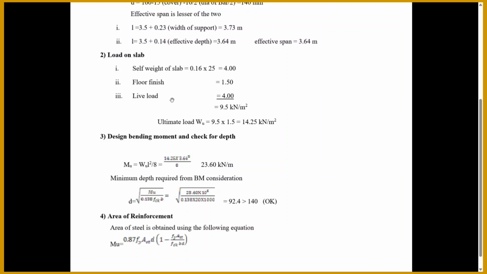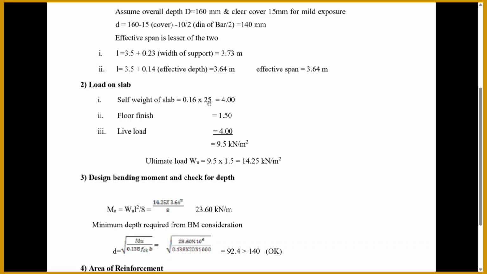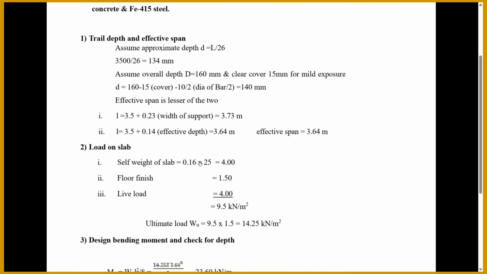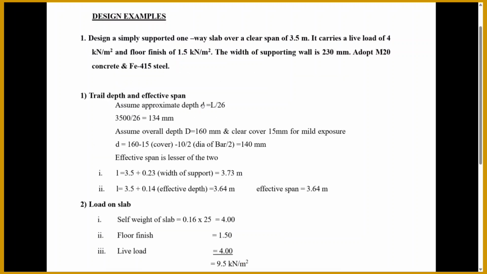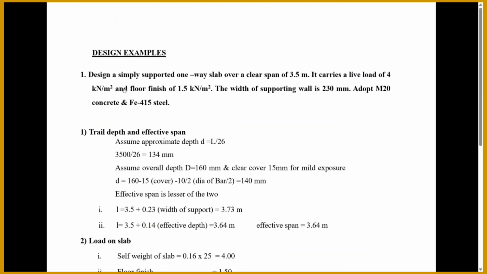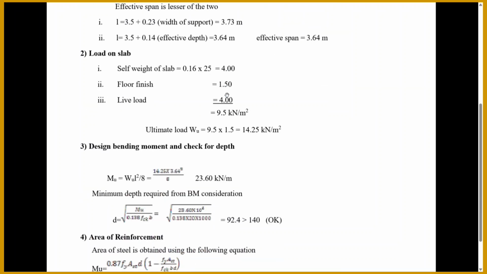After that, we will calculate the load on the slab. First, self weight of the slab. For the calculation of the self weight of the slab, you will have to consider the depth of the slab times the density of the concrete. So the self weight of the slab is coming 4 kilonewton per meter square. After that, floor finish 1.5 is given in the sum. Also live load is given as 4, as you can see in the example. So we will have to sum these three. The summation of the three is 9.5 kilonewton per meter square.